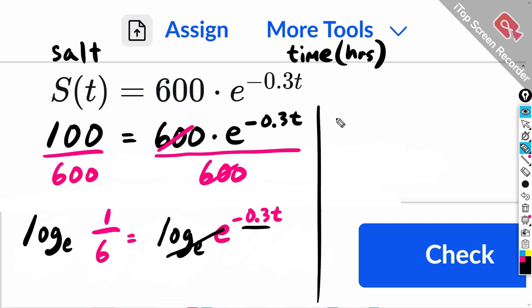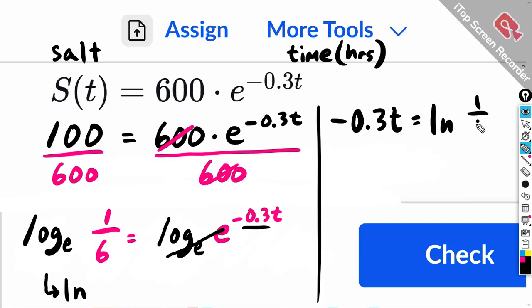So negative 0.3t equals log base e of 1/6. If you recall, log base e is actually the natural log. There's nothing wrong with writing it this way, but on your calculator, you're going to see ln, natural log. So I'll write natural log of 1/6. That's your argument right there, 1/6. This is not multiplied. This is natural log of 1/6.